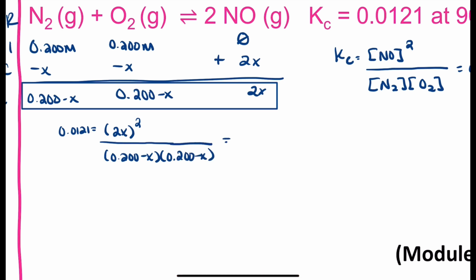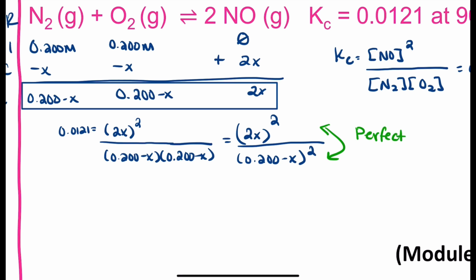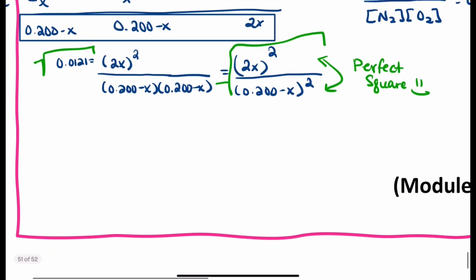I need to recognize that this is a perfect square. 2x squared over 0.200 minus x squared. It is a perfect square. Which is good, because I don't have to use the quadratic formula, I don't have to use approximations. I can take the square root of both sides. When I do that, I'm going to get 0.110 is equal to 2x over 0.200 minus x, and then it's just algebra.